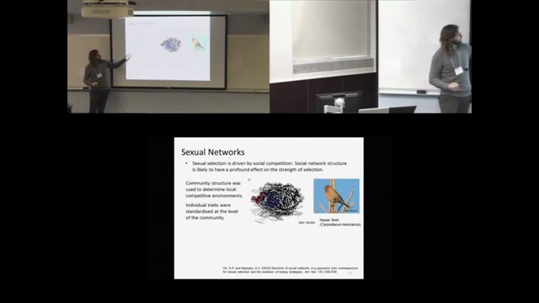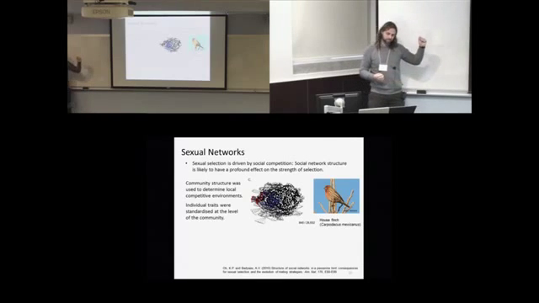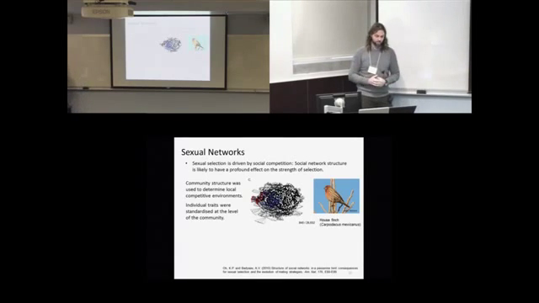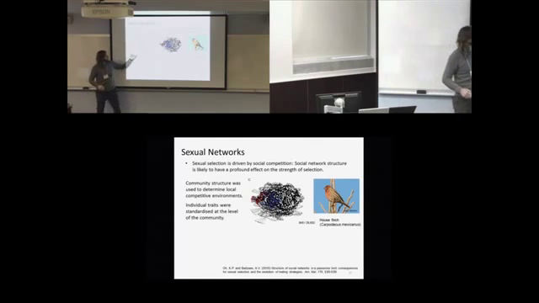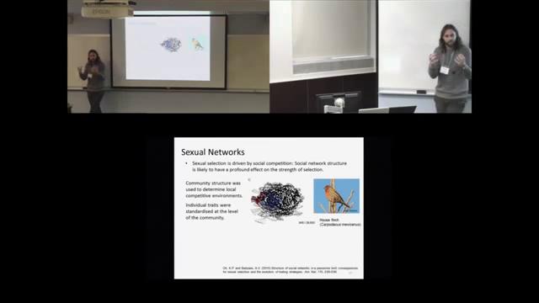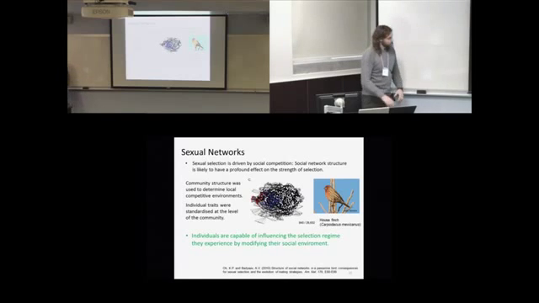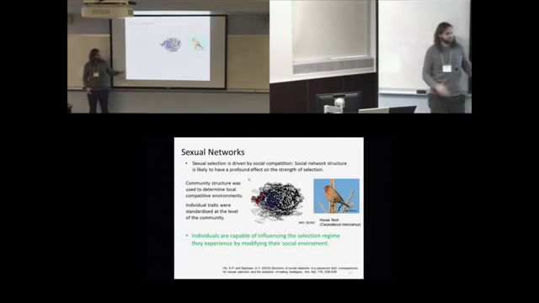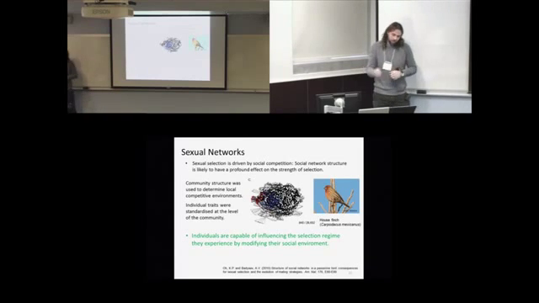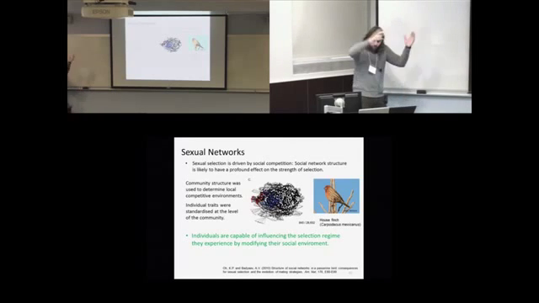So here's a really classic example of that, looking at the house finch and incorporating community structure into the measure of sexual selection, standardizing individual traits not at the population level, but at the level at which they're interacting within their social community. And this showed that individuals are capable of influencing the selection regime by modifying their social environment. So dull males could look relatively more attractive by associating with even duller males. So it's not uniform at the population level, there's structure.